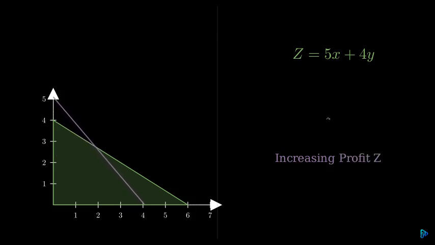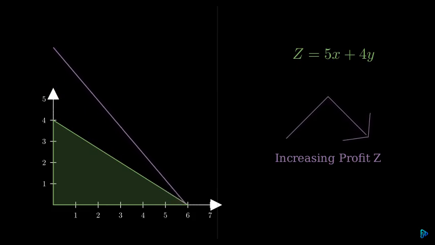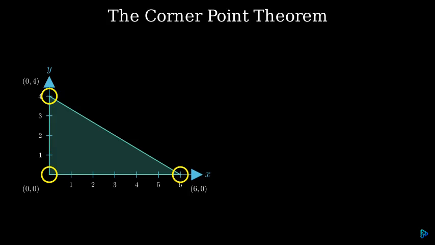Our job is to slide this line as far as possible while still touching the feasible region. Look closely. Where does it touch the region for the very last time? Did you see that? The line touched the region last at a corner. This leads us to the corner point theorem. It states that the optimal solution to any linear programming problem must occur at one of the vertices of the feasible region. This is a massive shortcut.